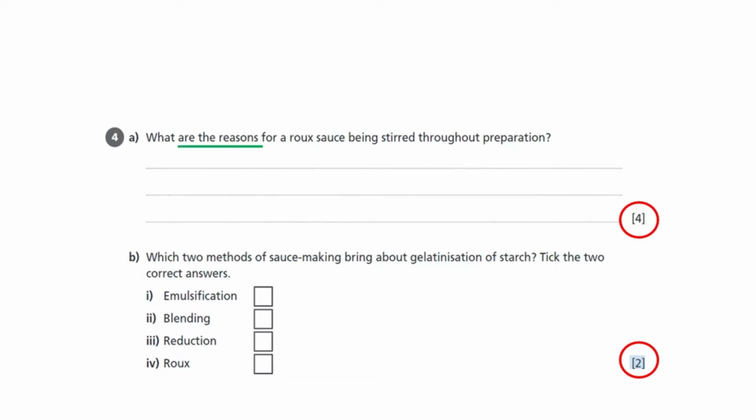Looking at the first part of the question, you can see it asks, what are the reasons for a roux sauce being stirred throughout preparation? Try and recall the times you've made a roux sauce and think about why you had to stir it.